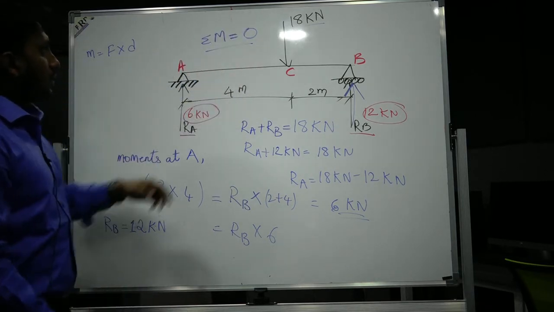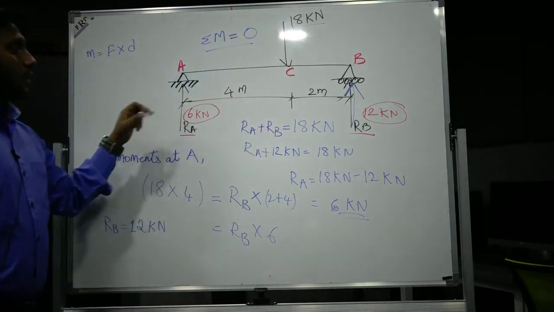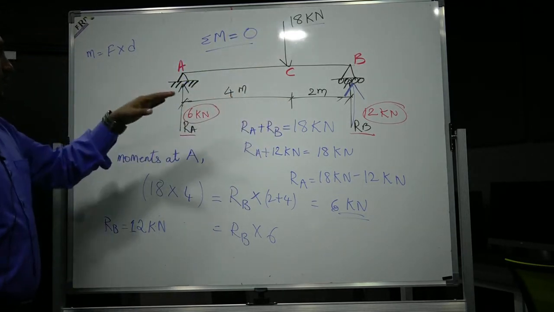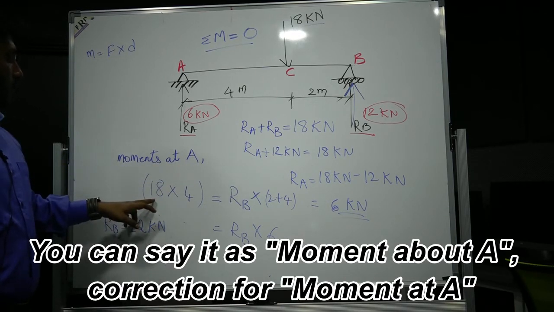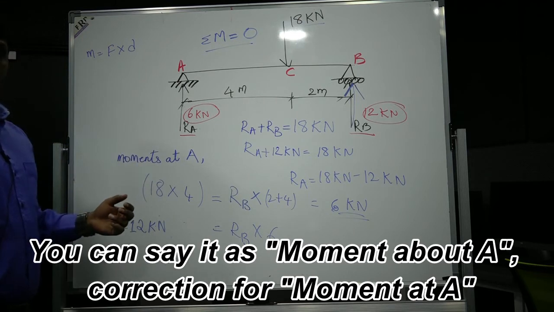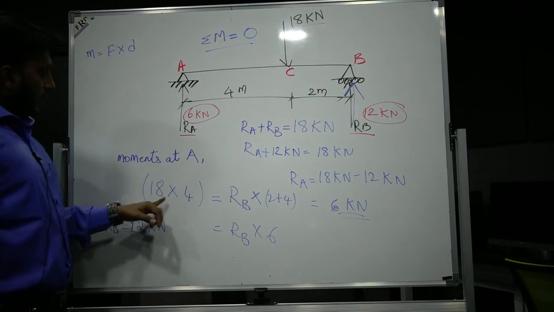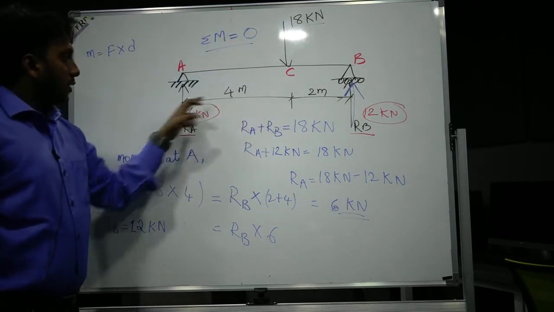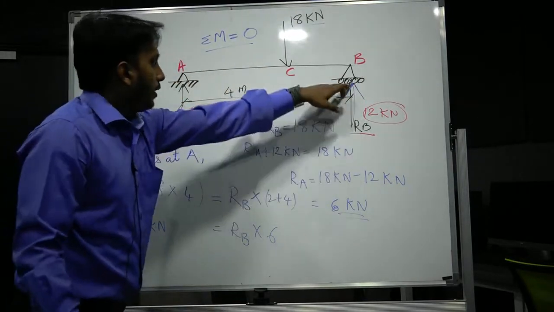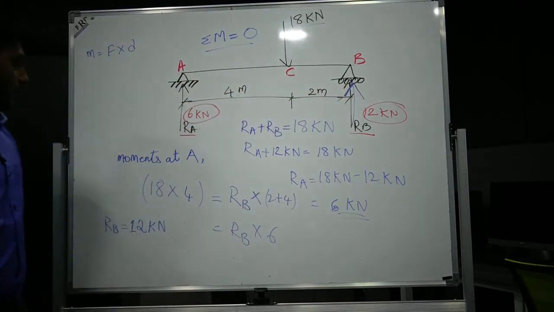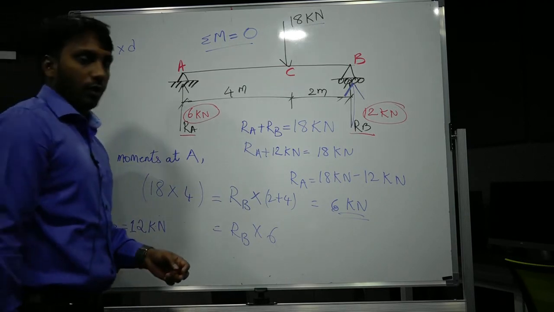in clockwise direction, moment is equal to force into distance. So what I have done, moments at A: total clockwise moment is equal to total anti-clockwise moment. So clockwise moment is 18 into 4, force into distance, anti-clockwise moment is force into total distance, RB into 6. If you solve this equation, you will get RB is equal to 12 kilonewton.